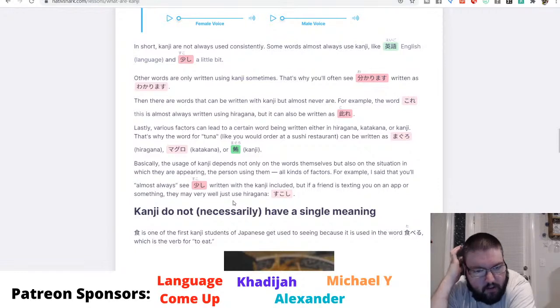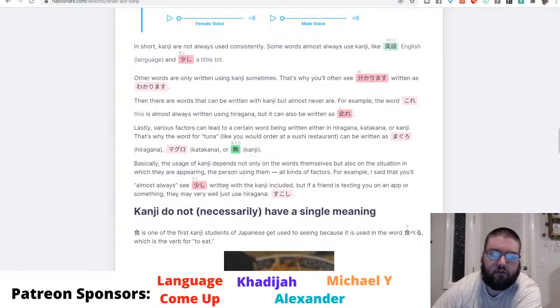For example, I said that you'll almost always see sukoshi written with the kanji included, but if a friend is texting you on an app or something, they may very well just use the hiragana sukoshi.